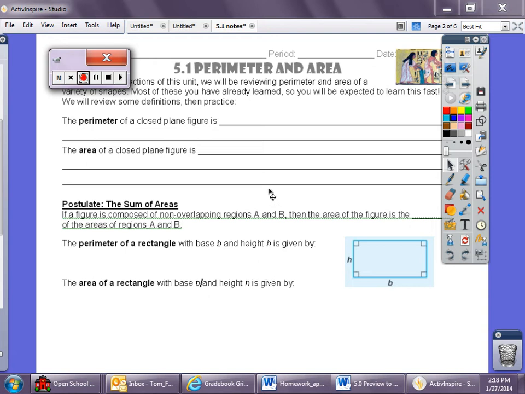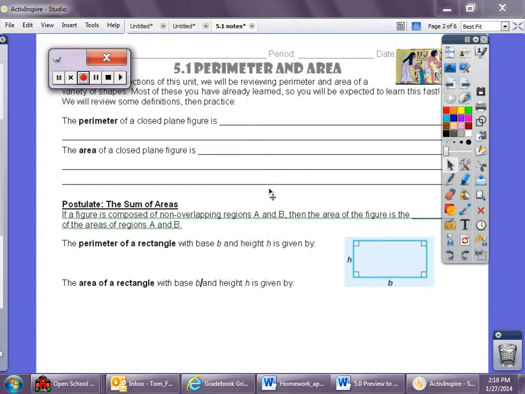Alright, notes 5.1, perimeter and area. In the first three sections of this unit, we'll be reviewing perimeter and area of different shapes. Most of these you've already learned, so you'll be expected to learn very fast. So we're just going to review some quick definitions.